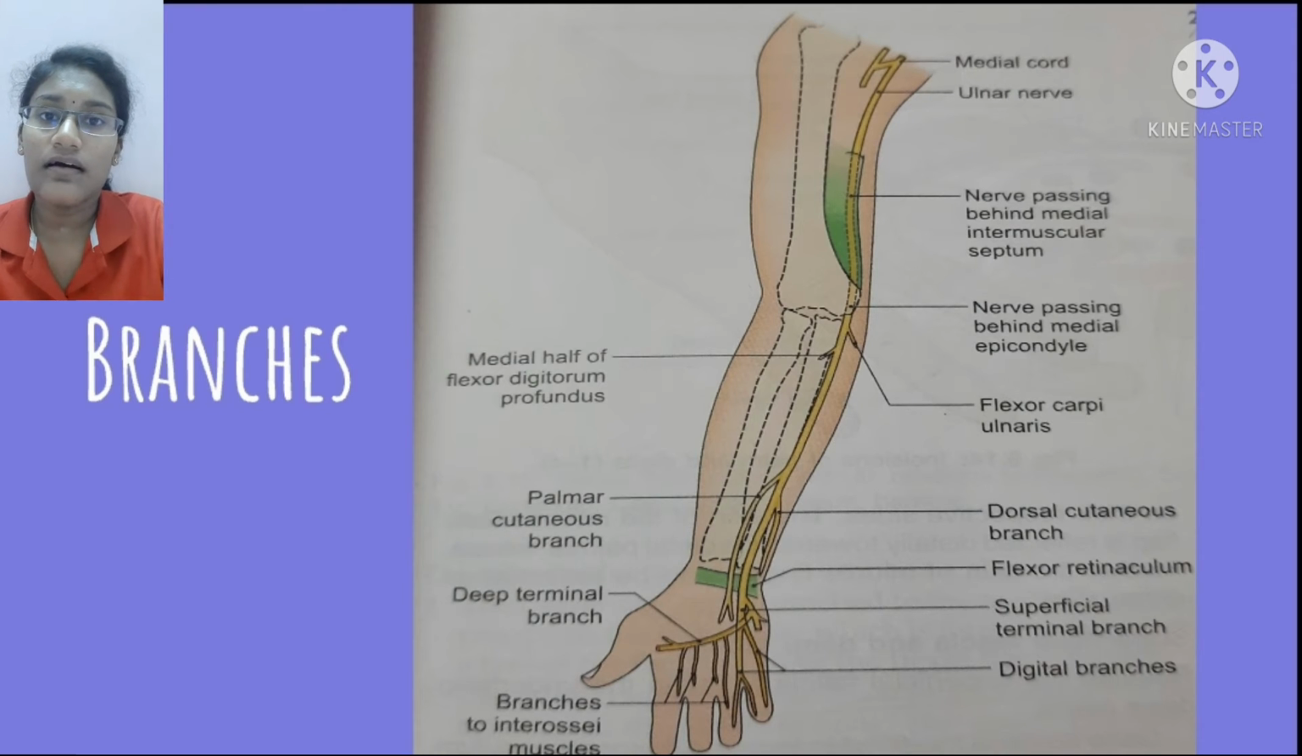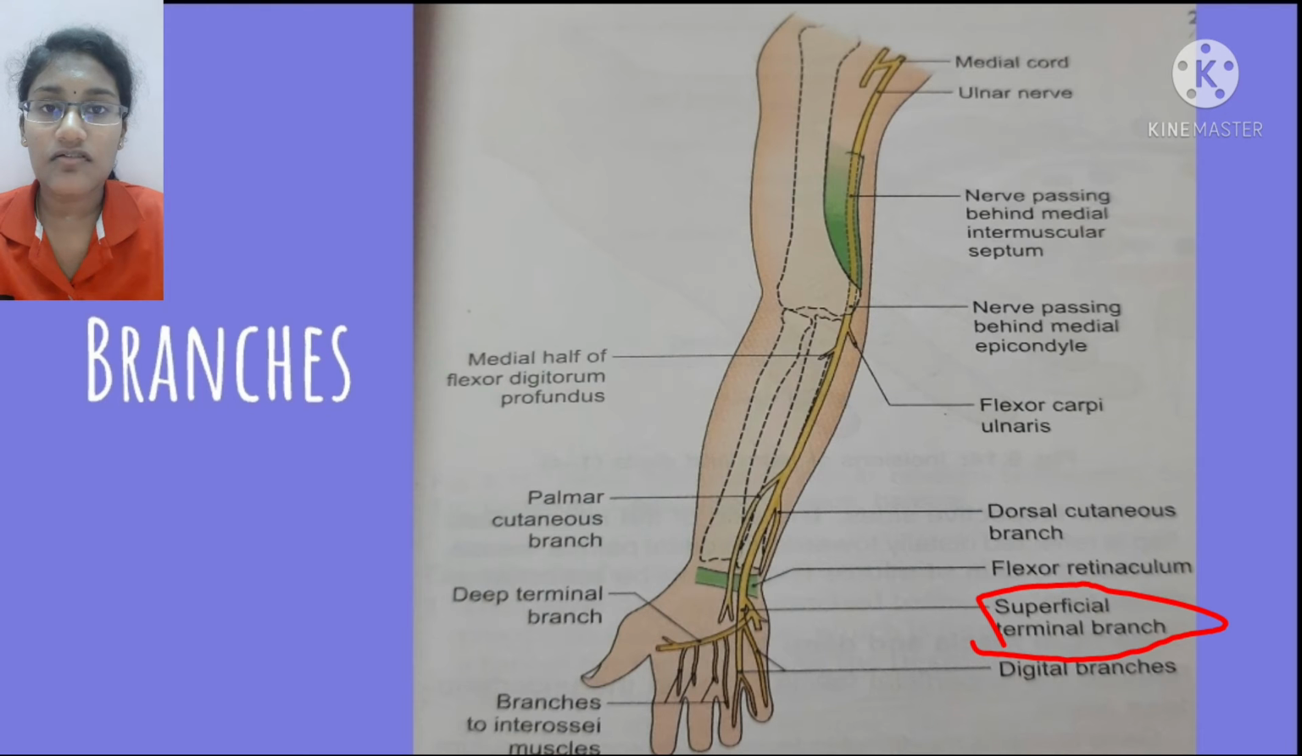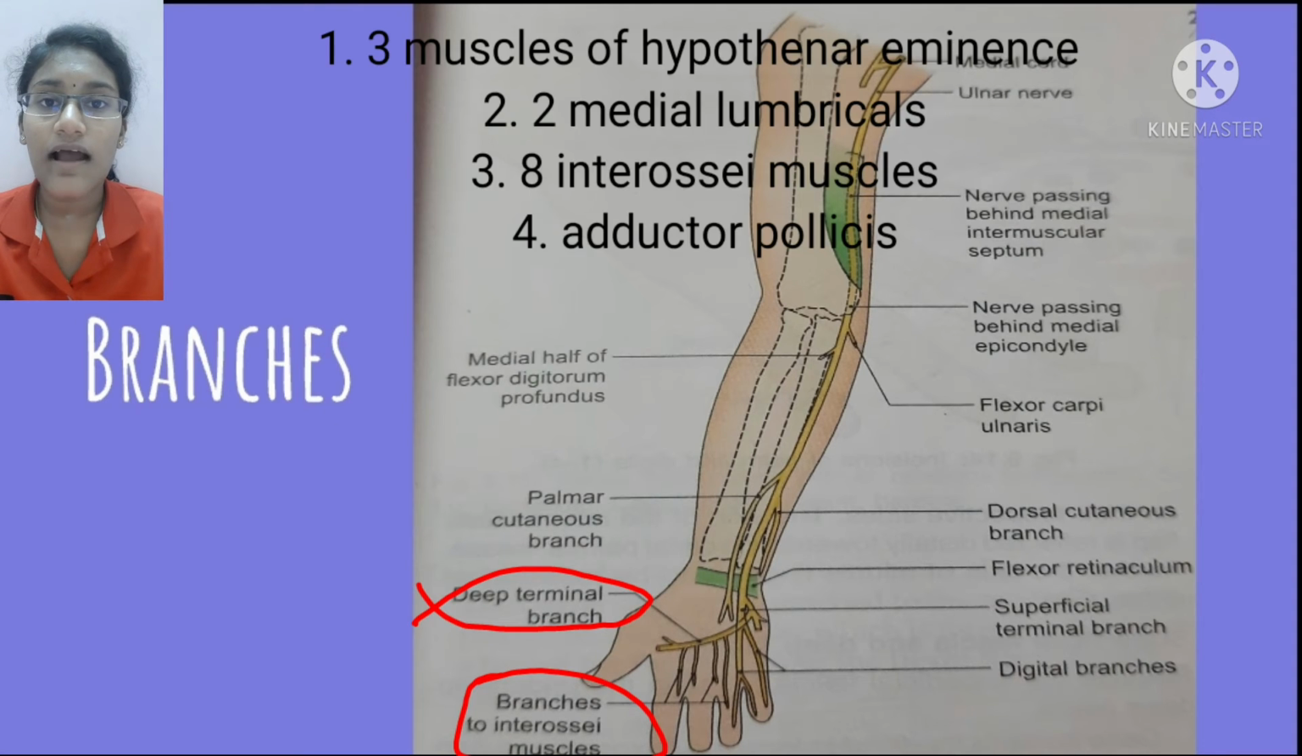And then going to the superficial branch, the superficial branch is cutaneous, and it supplies the palmaris brevis muscle and gives digital branches to the medial 1.5 fingers, whereas the deep branch will supply 3 muscles of the hypothenar eminence, and then 8 interossei muscles and 2 medial lumbricals, and then it will also supply the adductor pollicis muscle. It terminates in the adductor pollicis muscle.